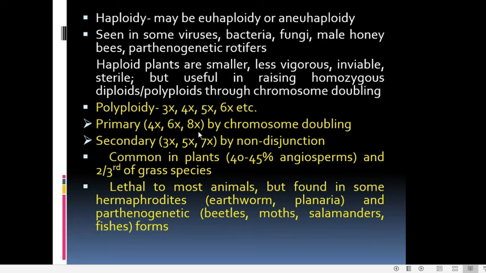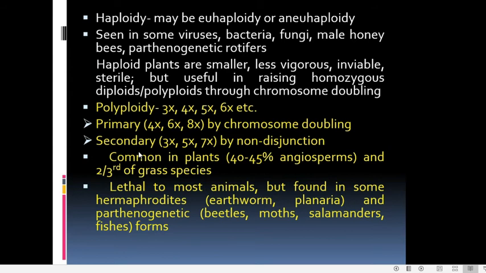Usually, primary polyploidy arises out of chromosome doubling, because the DNA in the chromosomes undergoes replication and they double. This has to be followed by cell division, but in certain situations only the chromosomes double and there won't be associated cell division. So what happens? The single cell itself will have many copies of that chromosome. That is what is called chromosome doubling, and usually primary polyploidy arises from chromosome doubling. Whereas secondary polyploidy arises by non-disjunction of chromosomes during cell divisions. So that is how secondary polyploidy arises.